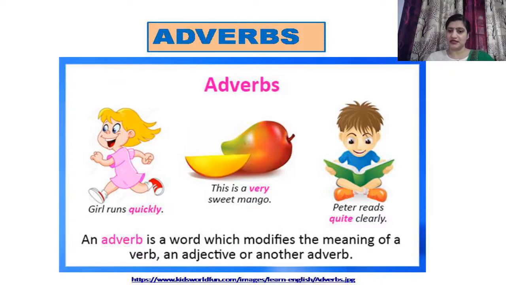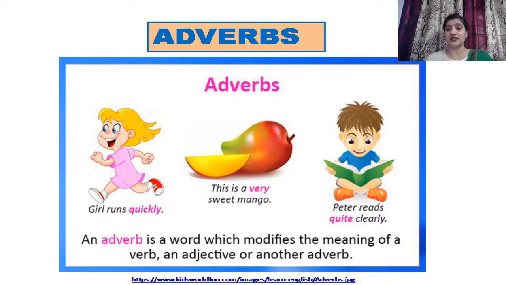Next sentence. This is a very sweet mango. Mango is a noun, name of a fruit. How is the mango? What quality it is? It is sweet. So sweet is an adjective. Adjective qualifies or describes a noun. Now, very is answering how sweet is the mango, it is further adding to the meaning of the adjective sweet. So here very is an adverb, because adverb also is known to describe or modify the meaning of an adjective.